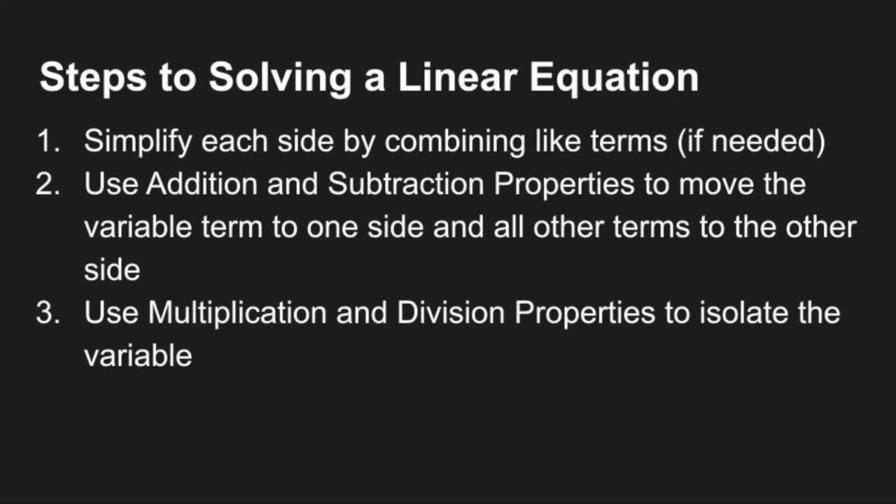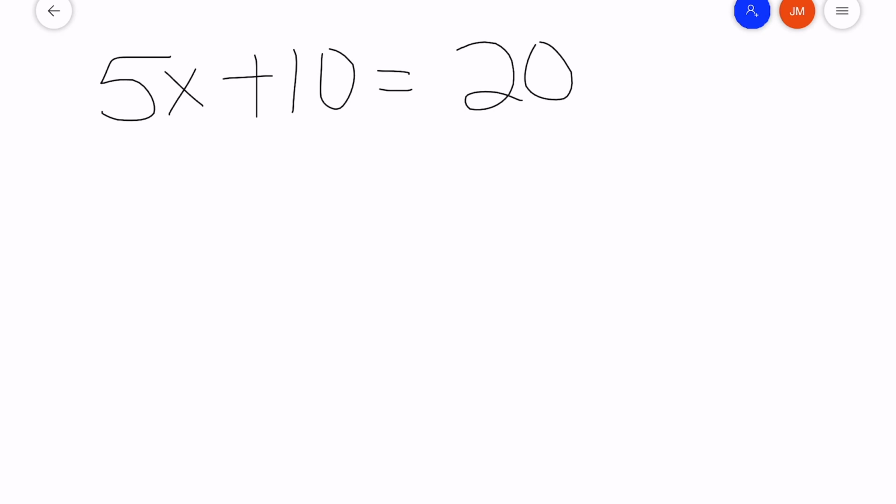Let's quickly walk through the steps of solving a linear equation. Step 1, you'll simplify each side by combining like terms if needed. Step 2, you'll use addition and subtraction properties to move the variable term to one side and all other terms to the other side. And then finally, on step 3, you'll use multiplication and division properties to isolate the variable. Okay, let's walk through a few examples.